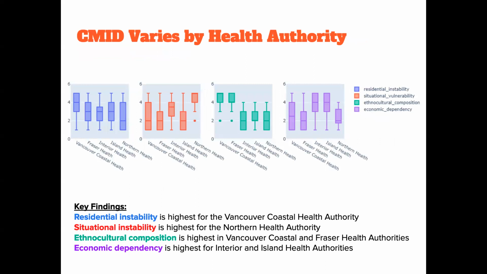We also found that the CIMD varies quite a bit by health authority, where 1 is quite vulnerable and 5 is least vulnerable. Some health authorities are quite vulnerable for some, and some health authorities are not so vulnerable for others.